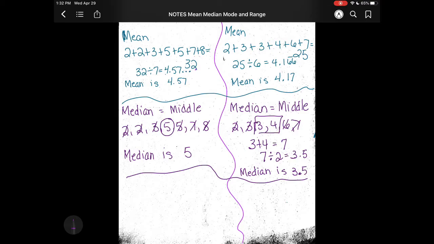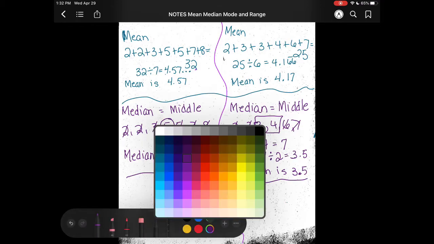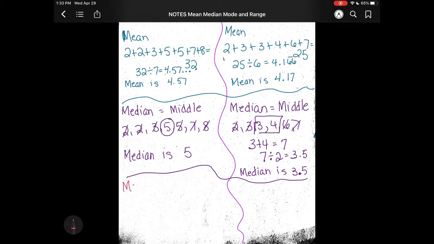This one was a little trickier because we had the different 2 numbers in the middle, and we've not had that before. Okay, now we need to find the mode. So we're going to look for the mode. Remember, it equals most.